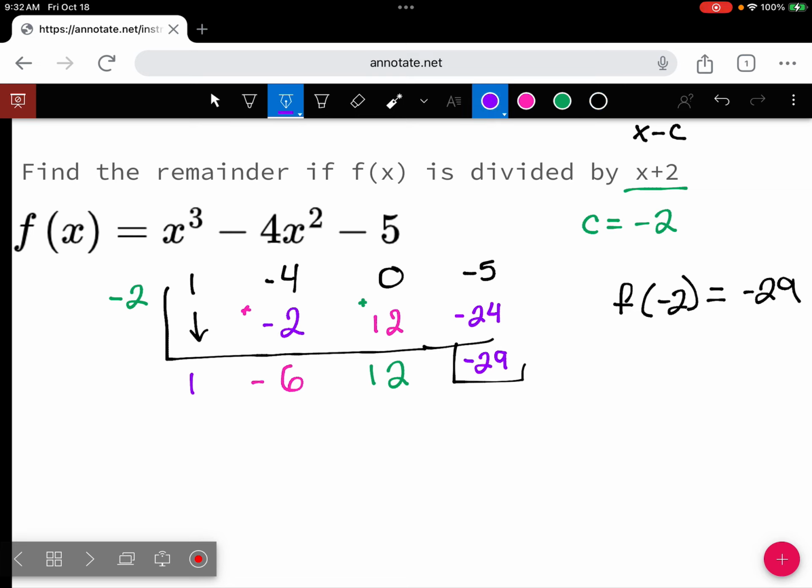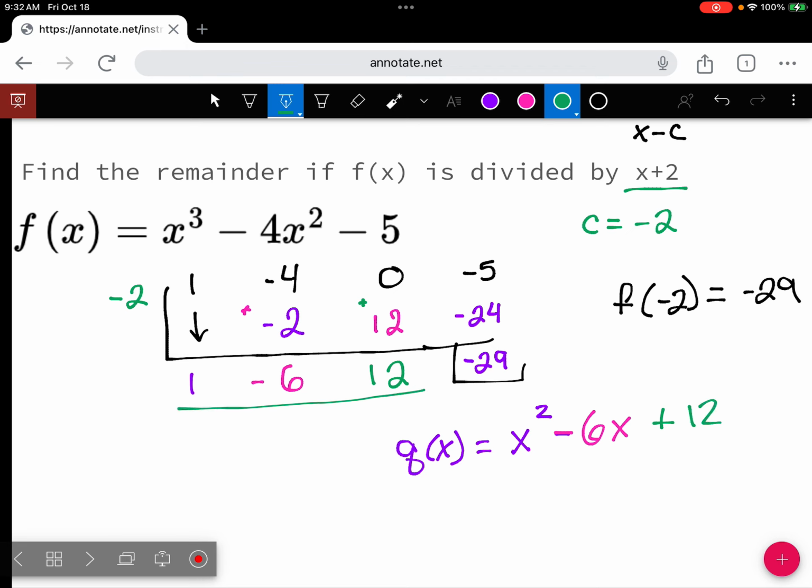Our quotient would be what? If I was to do this long division, what would we wind up with at the top? x squared minus 6x plus 12. This gives us our quotient. The last term is what's going to be our remainder, which is also the value of that function evaluated at that value. So it has lots of pieces that all mean the same thing.